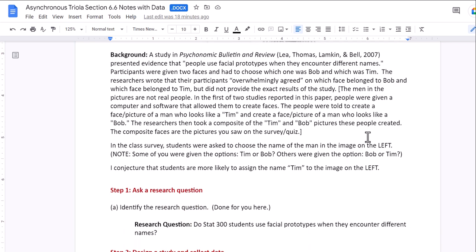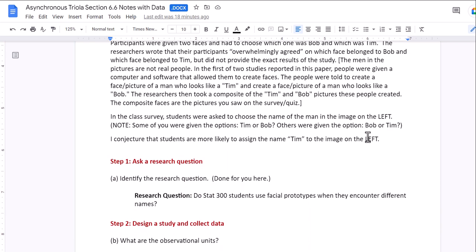So in the class survey, I asked you to choose the name of the man in the image on the left. And just to collect my data without any bias, there were different options. Some of you were asked to choose between Tim or Bob, and others were given the option Bob or Tim. So I switched the order in which the name was provided, to try to eliminate any potential bias.